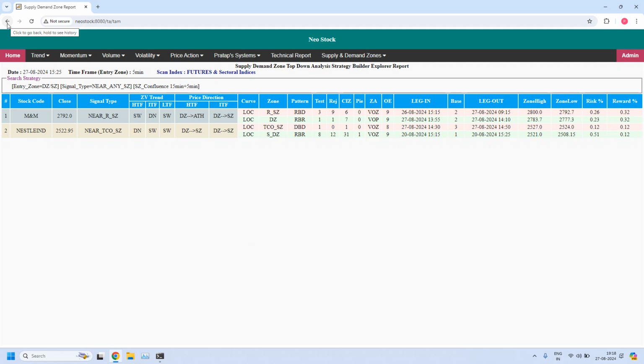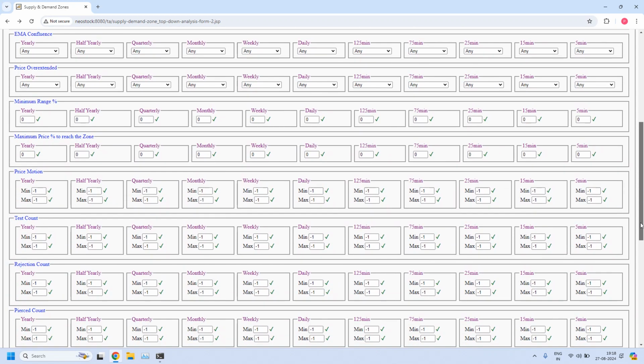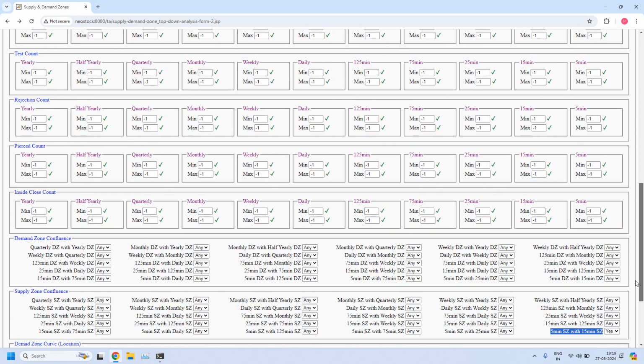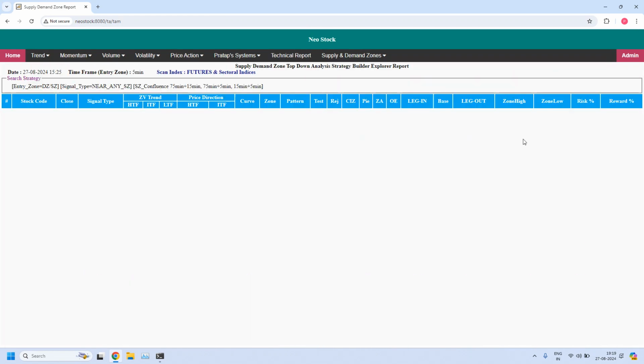Let's check any of these stocks are having even confluence with the HTF. Mostly may not be having because both are low on the curve. Low on the curve, that's why you may not get HTF confluence, but let us verify. 5 minute supply zone with 75 minute supply zone enabled, and 15 minute supply zone with 75 minute supply zone is enabled. Let's filter. So as expected, no stocks are filtered. So these are the stocks near demand and supply zones.